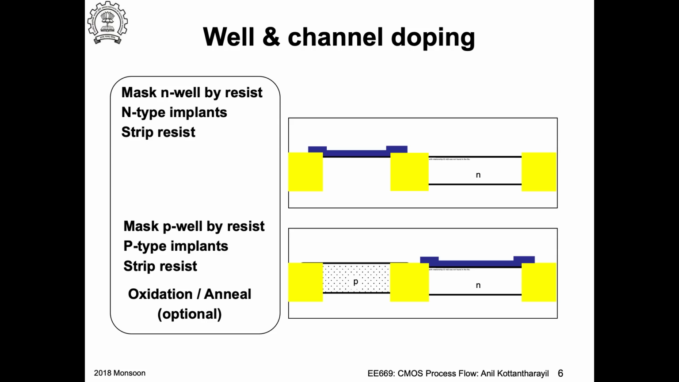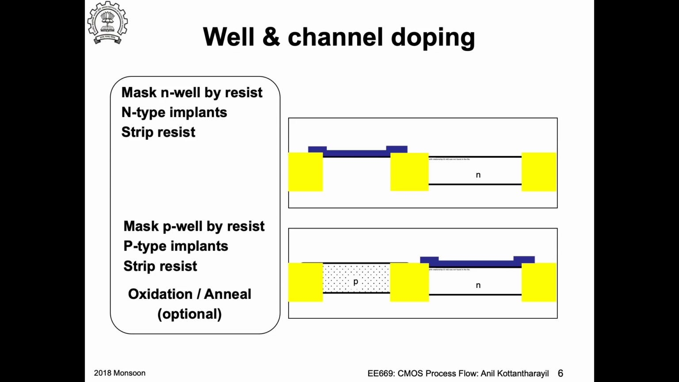So once you do this N-well implant, you do a complementary thing in the other region. You strip the photoresist, then mask the N-well regions and expose the P-well regions on the wafer using photolithography with an appropriate mask. Then you do the P-type implants, so boron typically.